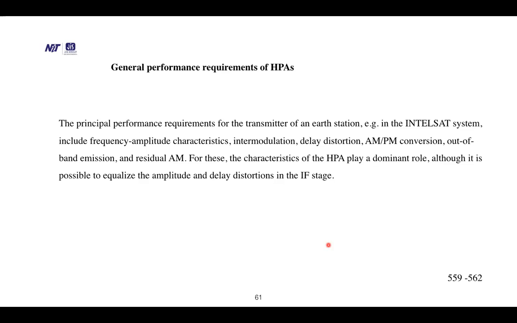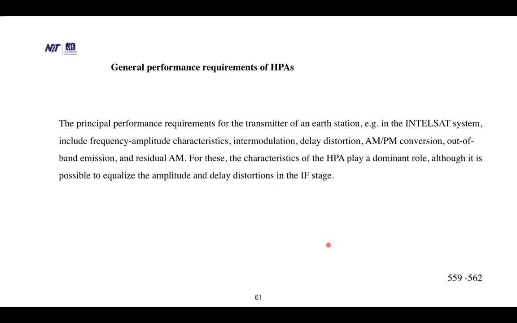It is a very long subject, so sometimes within a short period it is difficult to give the total idea of the subject. The principal performance requirements for the transmitter of an earth station include frequency, amplifier characteristics, intermodulation, delay distortion. All these are the hindrances which arise at the time of performance of the signal.